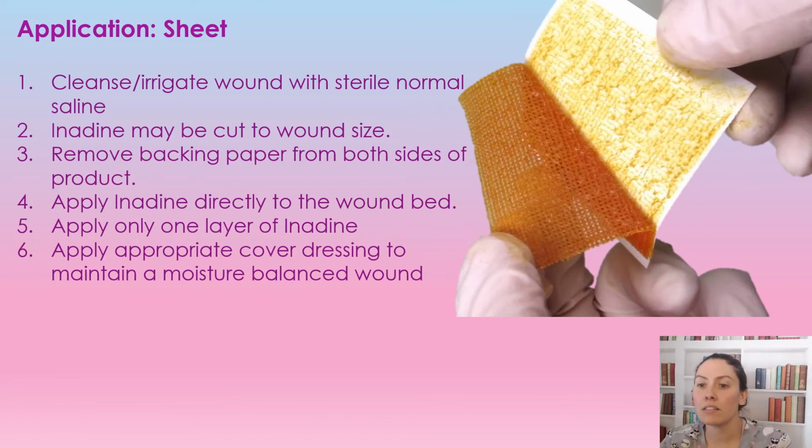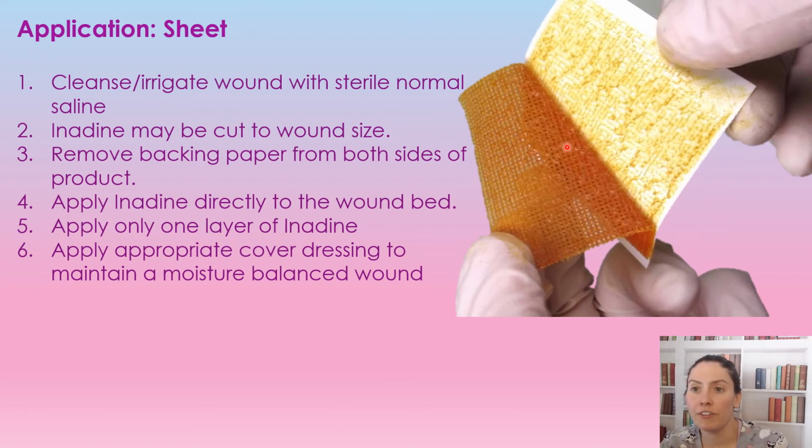Okay, so as you can see off to the right-hand side here, this is the patch here. So it does have a backing on both sides, this white backing. It just protects this from drying out. So you're going to peel it off one side and then peel it off the other side. Now, this can be cut to fit onto the wound, and it can cover the peri-wound somewhat.